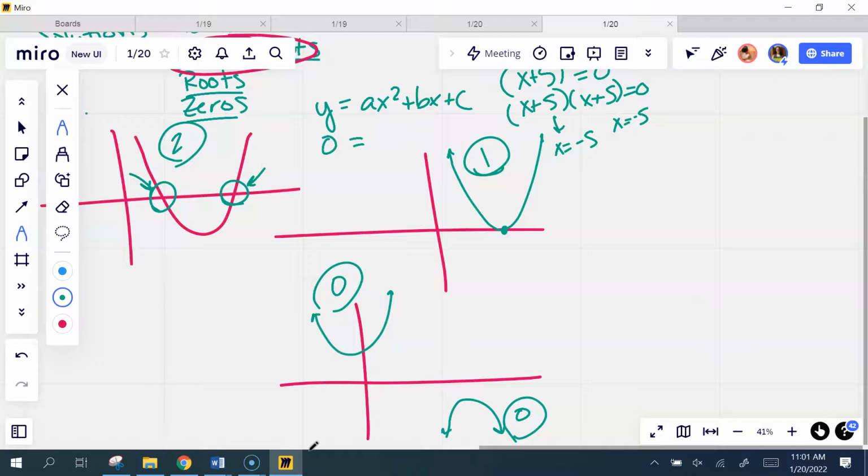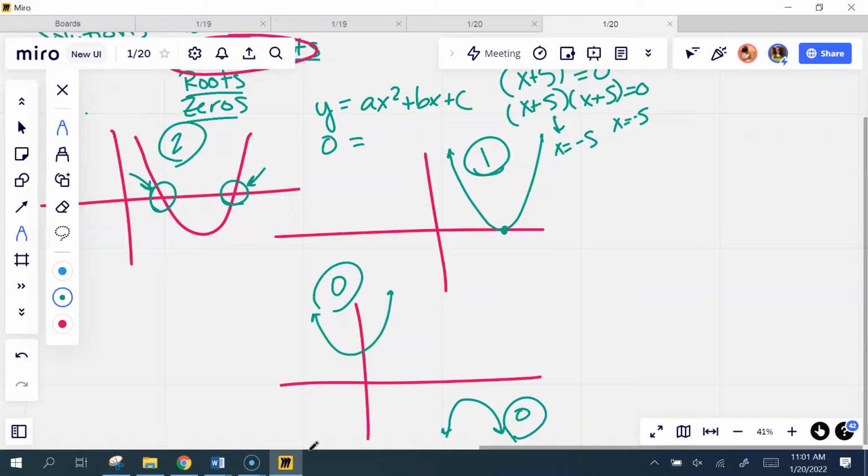Okay, so quadratics can have no solutions, one solution, or two solutions. And when you graph it, if it has two solutions, it crosses in two places. If it has one solution, it crosses in one place. And if it has none, it never touches the x-axis.